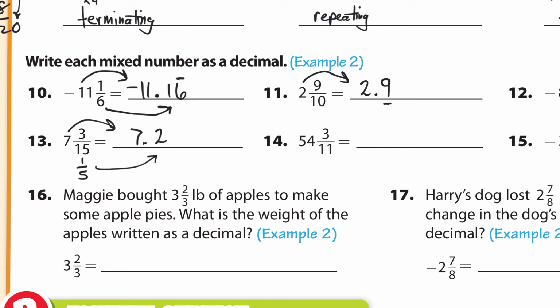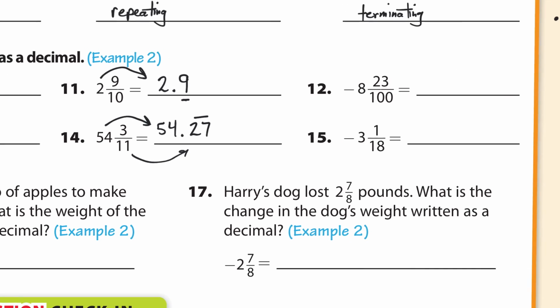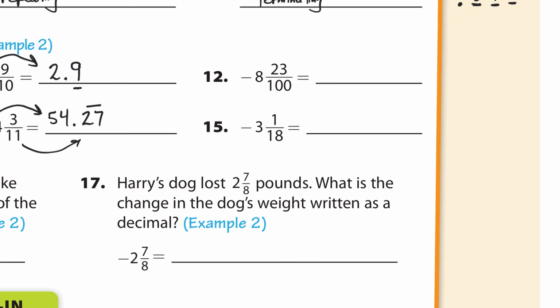And then the 54. Okay, 54 3/11. Don't know what that is off the top of my head, so I'm going to do that in a calculator. 3 divided by 11 is 27272727. So 27 repeats. Both the 2 and the 7 repeat in my calculator, so there's that. Oh, I need to do both of these.